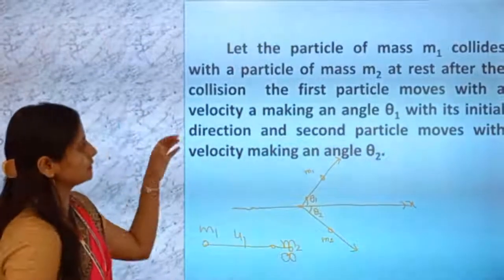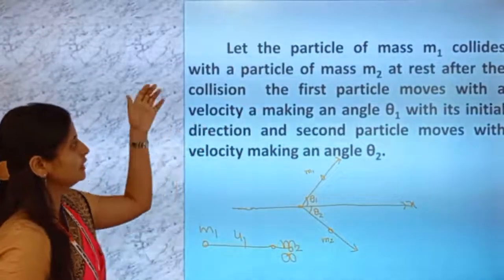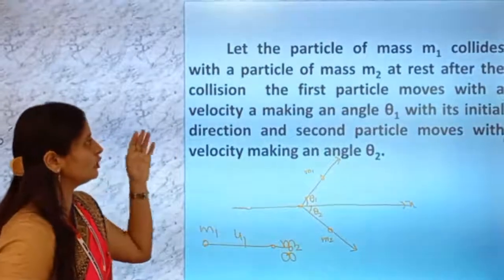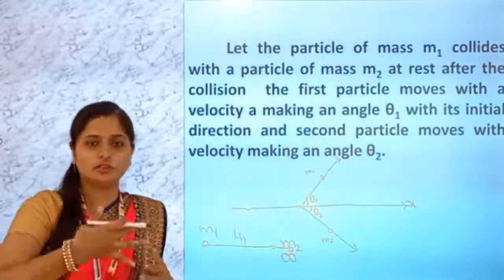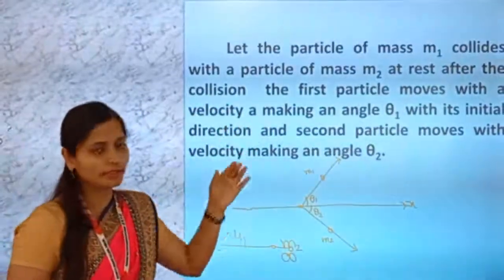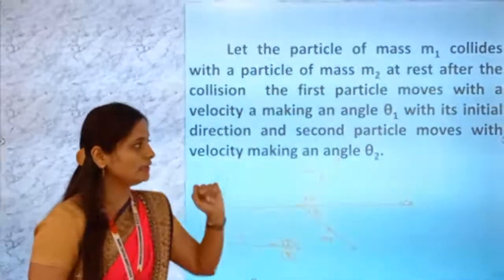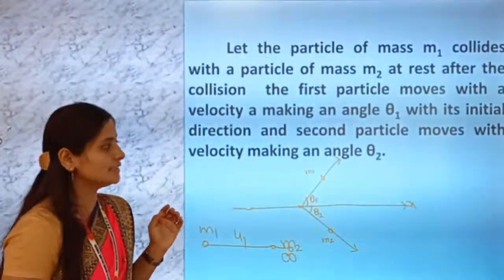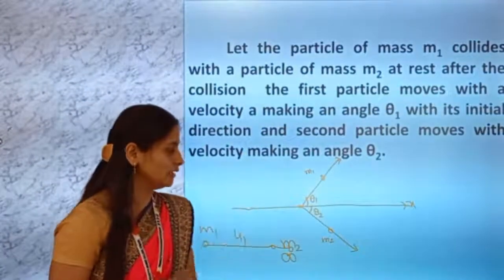So see here, let the particle of mass m1 collide with the particle of mass m2. What happened? The collision takes place. m2 is at rest. After the collision, the first particle moves with a velocity making an angle theta 1 with its initial direction, and the second particle moves with a velocity making an angle theta 2.